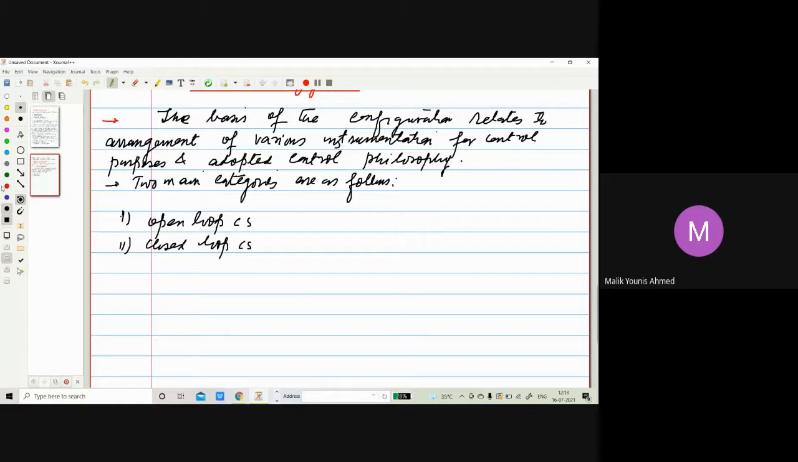Now first we'll talk about the open loop control system. Very important things from the understanding point of view. Now open loop control systems are those systems in which the output has no effect on the control action. There are lots of important points. Those systems in which the output has no effect on the control action.